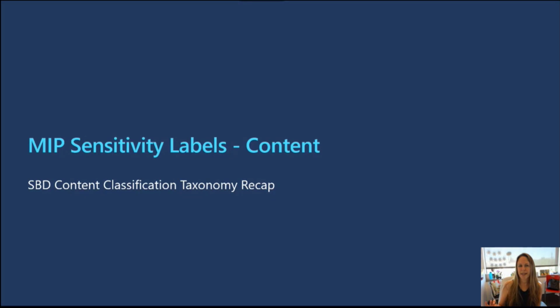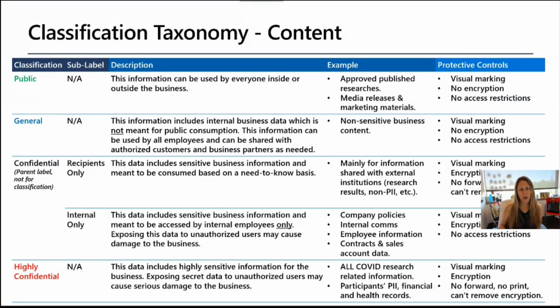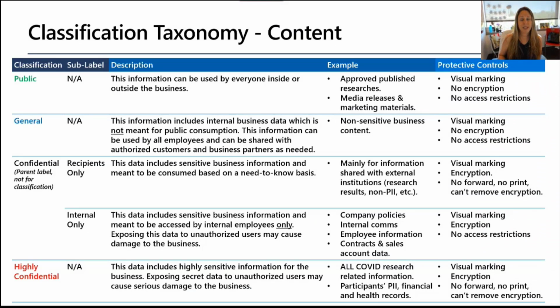Now let's do a short recap on our MIP sensitivity labels. As you recall, in the second episode of this SBD, we discussed our classification taxonomy for content, including how we actually came up with it, the details of each classification category, and the protective controls we decided to put against each classification. Just as a reminder, we have decided that we will have 4 classification labels. Those were public, general, confidential, and highly confidential.